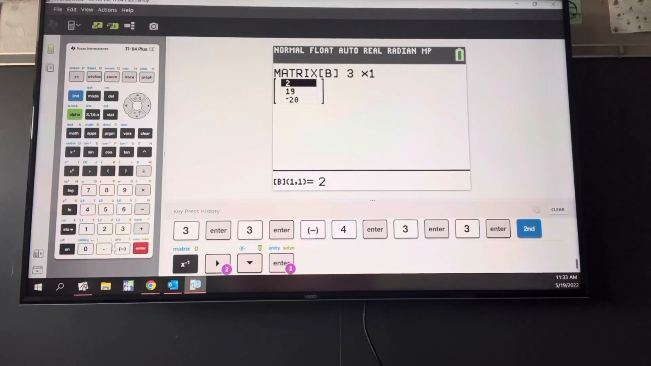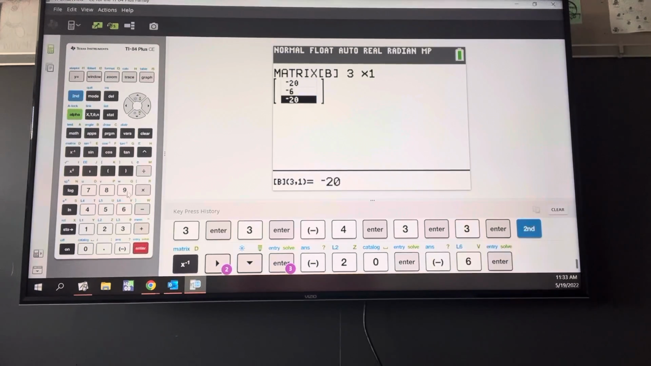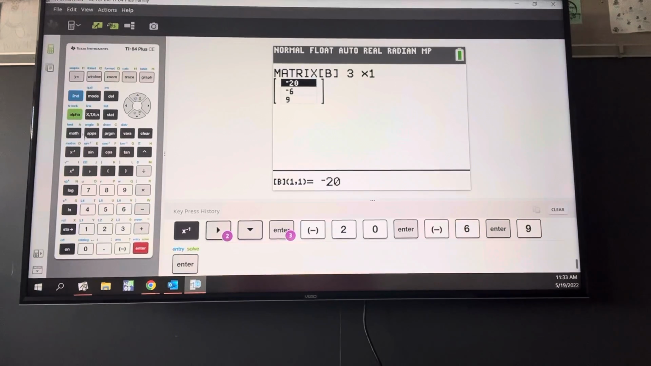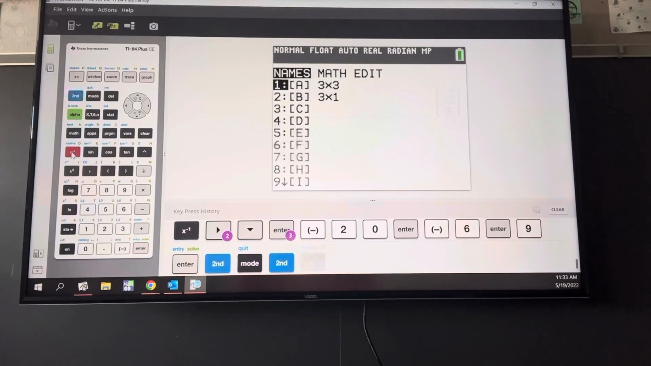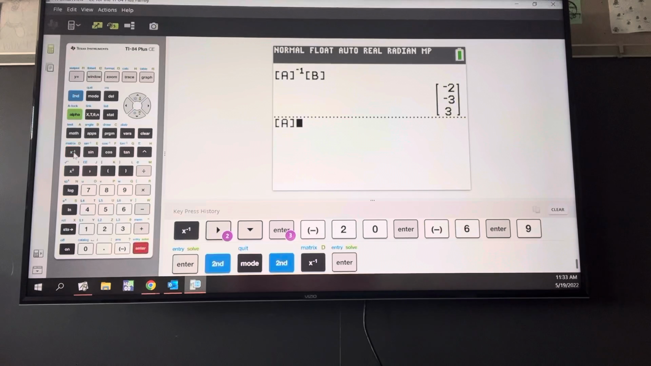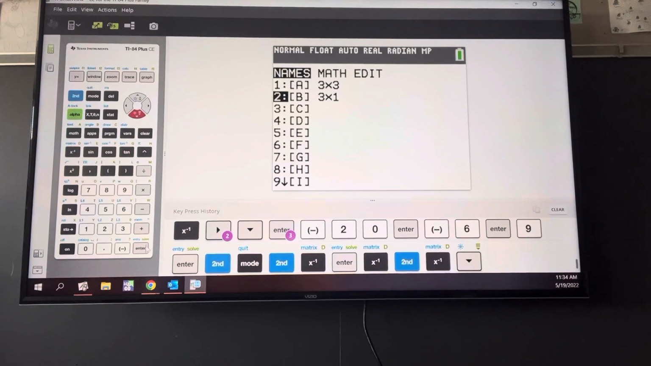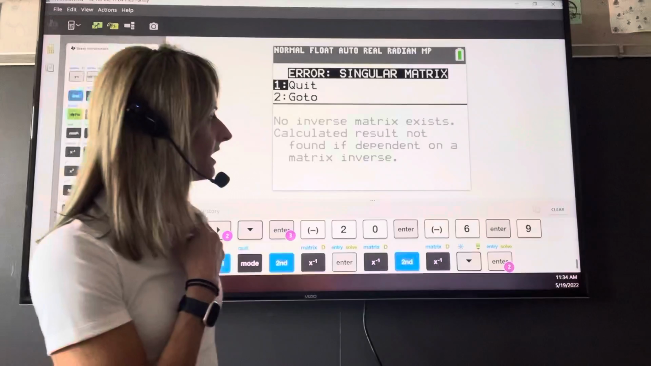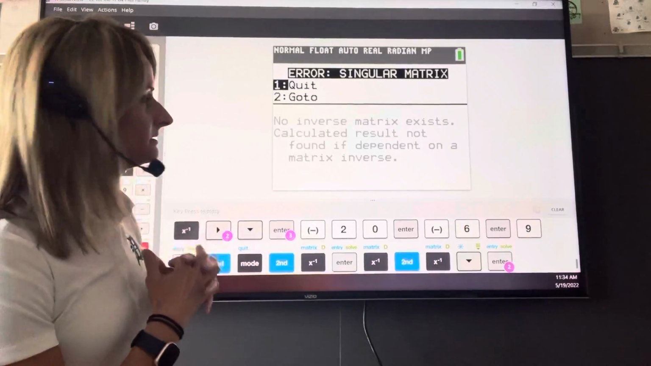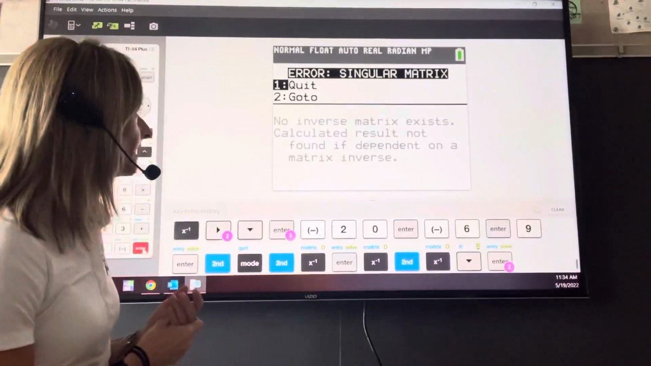Those values are negative 20, negative 6, and 9. And then I'm ready to multiply. So second matrix, now I need the name of A, the inverse of A, times matrix B. There we go, okay? So I don't know if you've got new software, this message might be slightly different, but that's kind of how it looks.